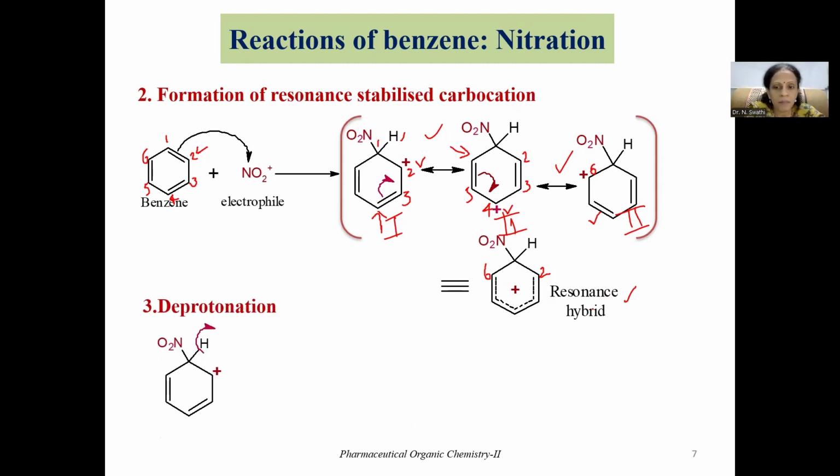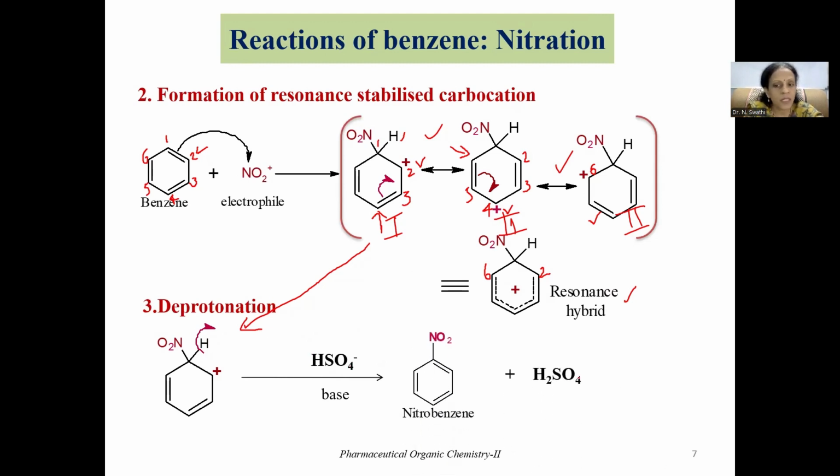In the third step, the resulting carbocation immediately undergoes deprotonation. So here the first resonance structure is considered. It undergoes deprotonation. For this reaction to be facilitated, bisulfate ions which are formed in the first step will be utilized. So these bisulfate ions cause abstraction of a proton from the resulting resonance stabilized carbocation. So when these protons are transferred to bisulfate, it results in the formation of sulfuric acid as the byproduct.